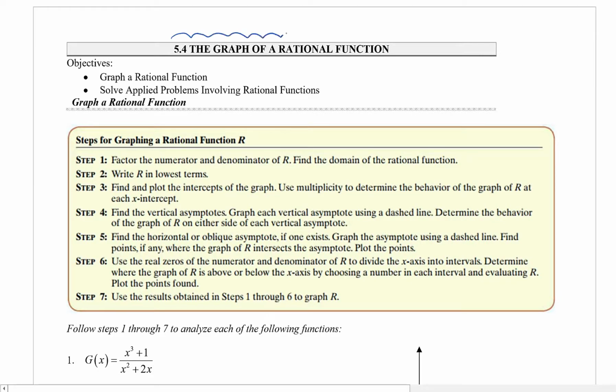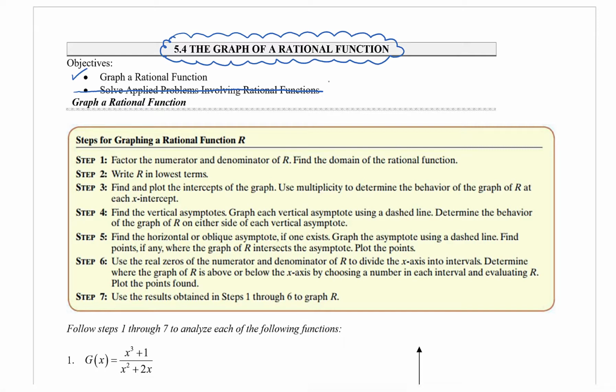This is 5.4, the graph of a rational function. And we're going to be learning the objectives, how to graph a rational function, and that's it. We're not going to be solving applied problems involving rational functions due to time. We've just got to focus on what we can get done for the rest of this semester. And there's just a lot of time constraints right now. So we're just going to only focus on one objective here, graphing a rational function.